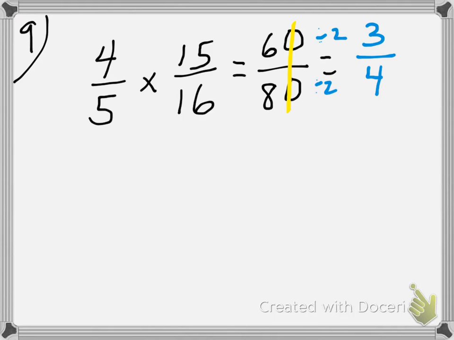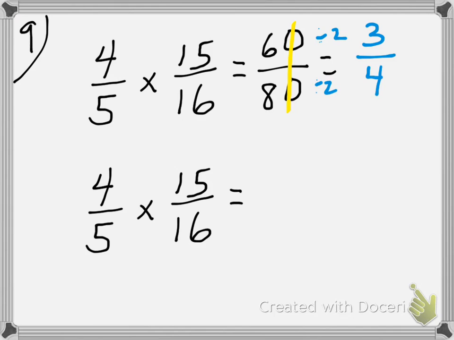Now, instead of doing all that, what we're usually going to do is to cancel or cross-cancel. To cancel, what we're going to do is look at 5 and 15 and see that they both have a common factor of 5. So we're going to divide them both by 5. 5 divided by 5 is 1, and 15 divided by 5 is 3.